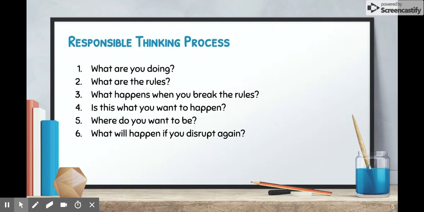When this occurs, the RTP process recommends the use of questions in order to help the student realise that you have identified their behaviour, but also gets them to think about what they have done and if this is how they want to be acting.